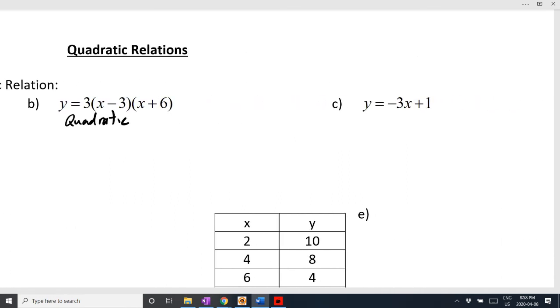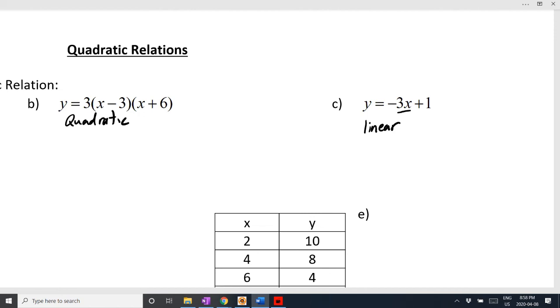Let's look at C. Our degree here is only to the power of 1. And whenever it's to the power of 1, we call this linear. These are the ones that we've seen last year and earlier this year. These are y = mx + b.